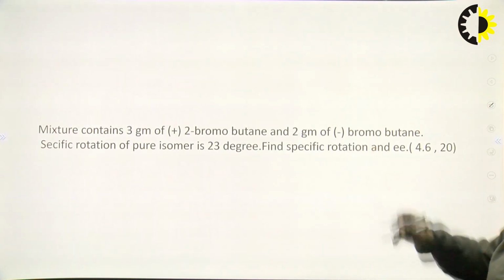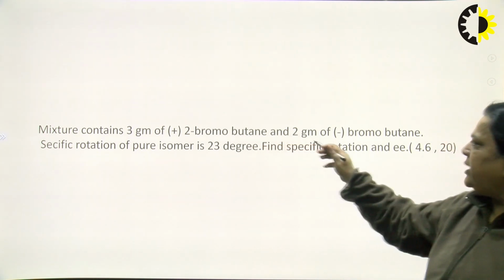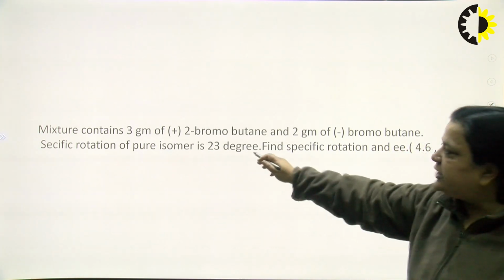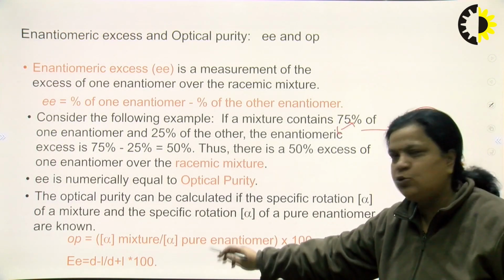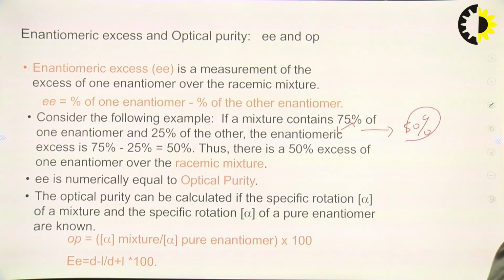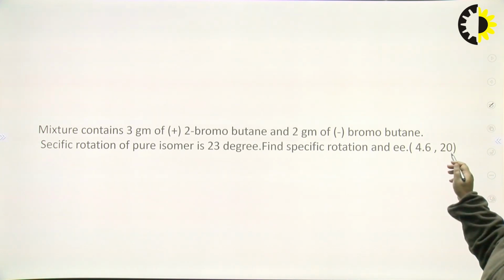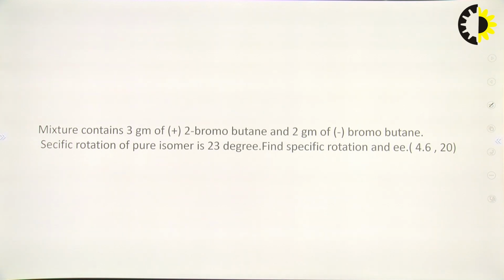So, suppose this is a question. 3 gram of plus 2-bromobutane and 2 gram of minus 2-bromobutane, and the specific rotation is given, which is 23 degree. Find the specific rotation of the mixture and the enantiomeric excess. So we can apply these two formulas, D minus L upon D plus L. So we get the enantiomeric excess, which is 20, and specific rotation 4.6.